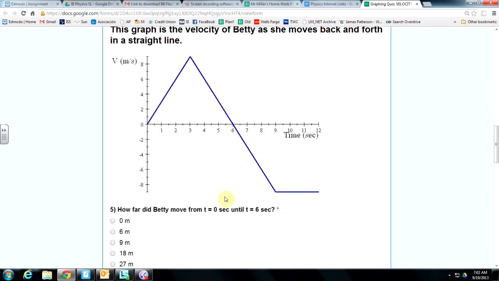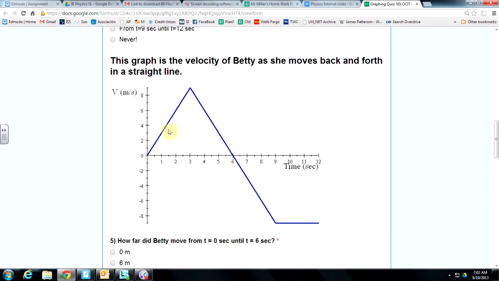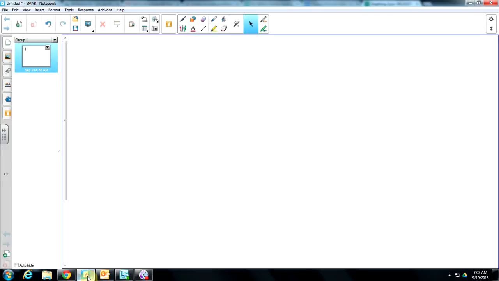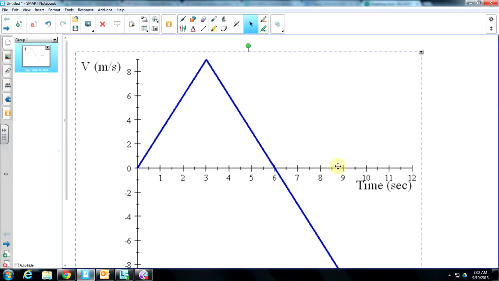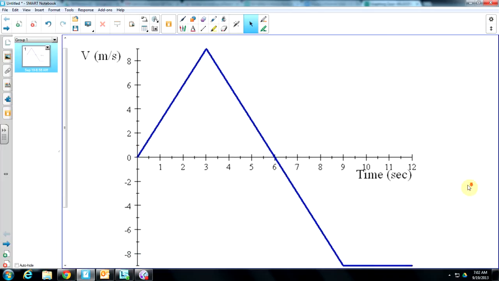This graph is a velocity, remember? So the next question about how far she moves from 0 to 6 seconds is not so easy because this is a velocity curve. So to get to the position or the change in position, we're going to need to look at area. So I think I'll copy this image over again here so that we can work a little easier. And let's look at what is the area under the curve, because the area under the curve here is going to be the position.